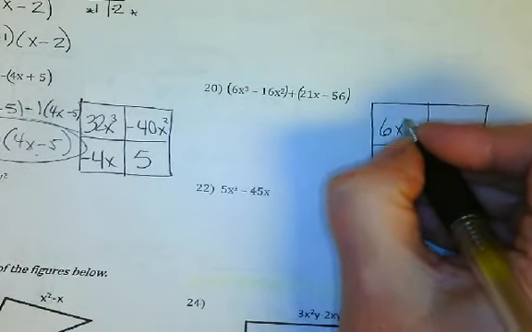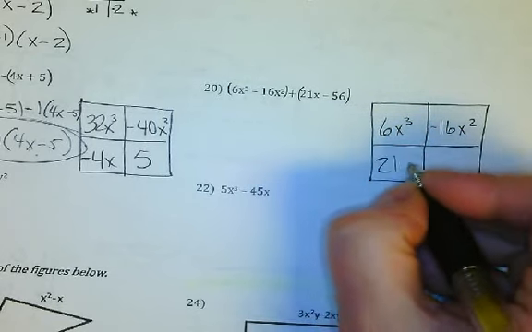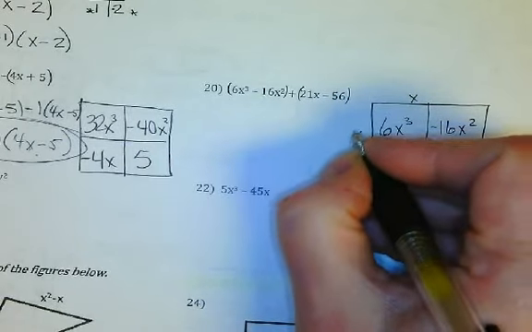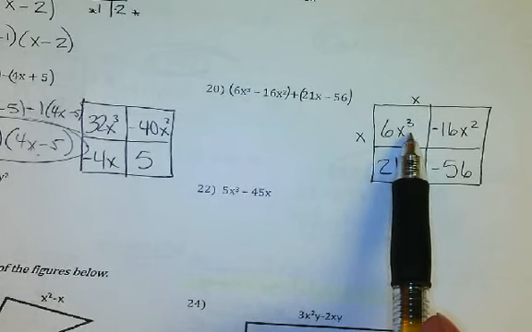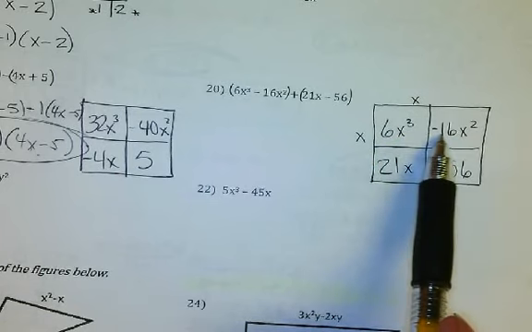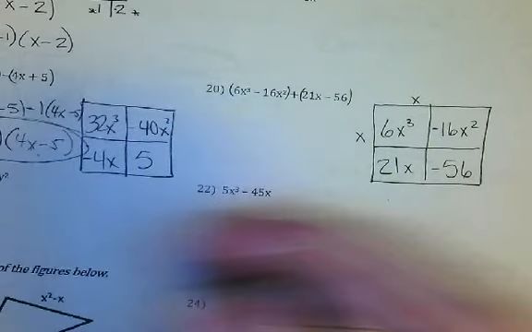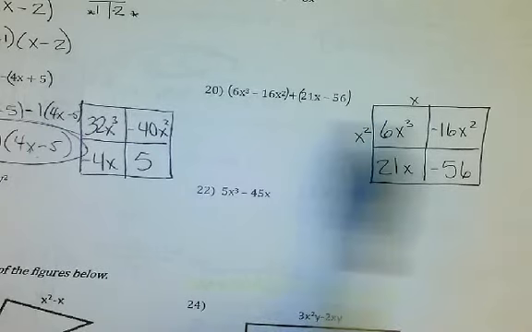So this would be 6x cubed minus 16x squared. And you've got 21x and minus 56. Now, you always put an x on the corner. The only difference here, though, is that you need an x cubed. So in order to get the x cubed, I'm going to pull out the x right here, because this is where they have the greatest common factor of 2. So that's there. And then I'm going to start looking at every column and row, because I need 6x cubed.